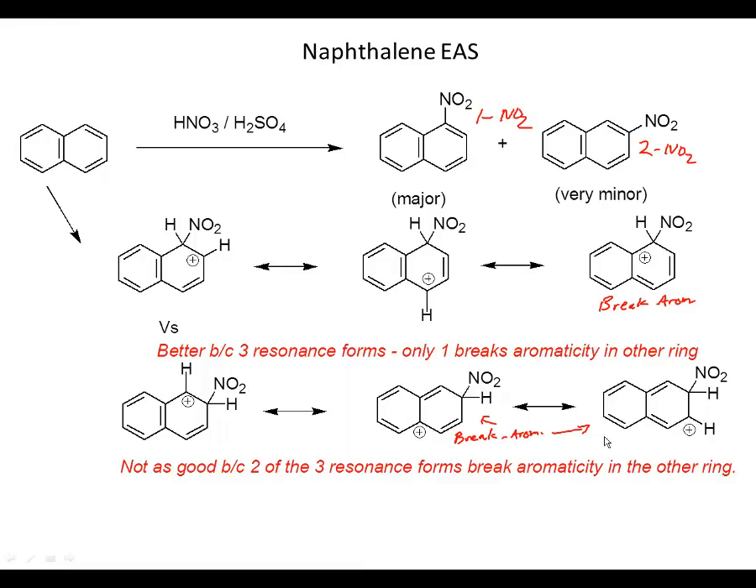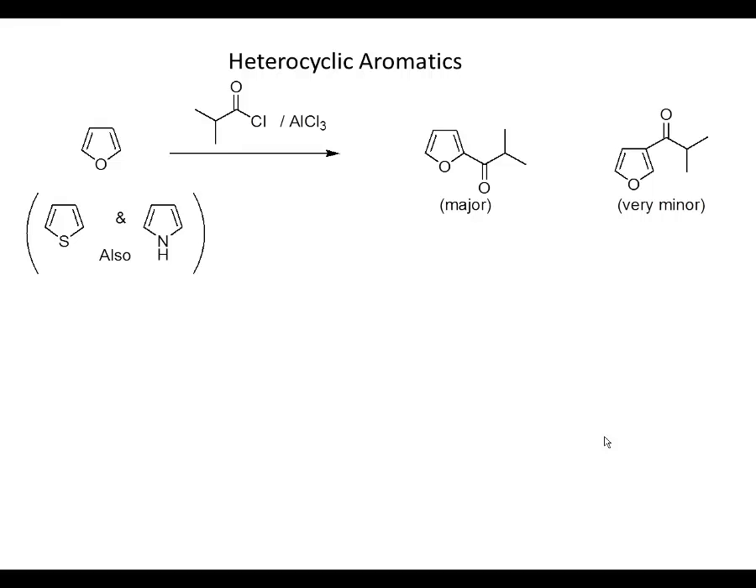benzene ring. Okay, let's look at heterocyclic aromatics here. And I'm going to use furan as the example, but everything I say about furan goes for thiophene and pyrrole also. So when you do electrophilic aromatic substitution on these types of systems, they're actually quite activated. You can think of this as being an ether and this as being an amine.